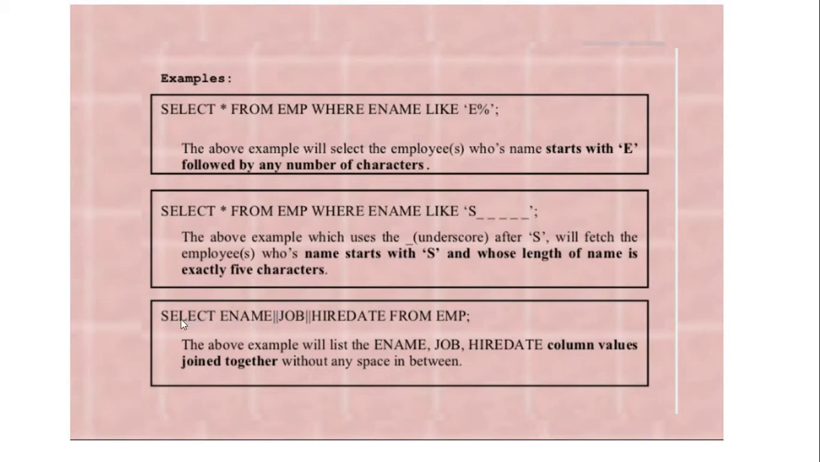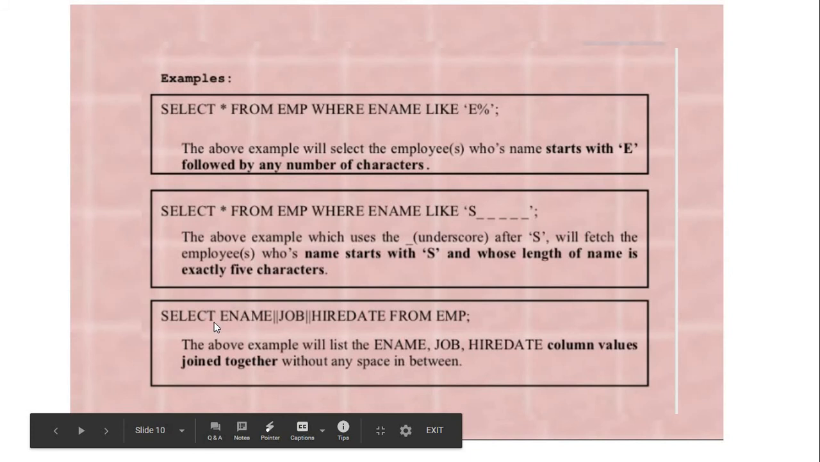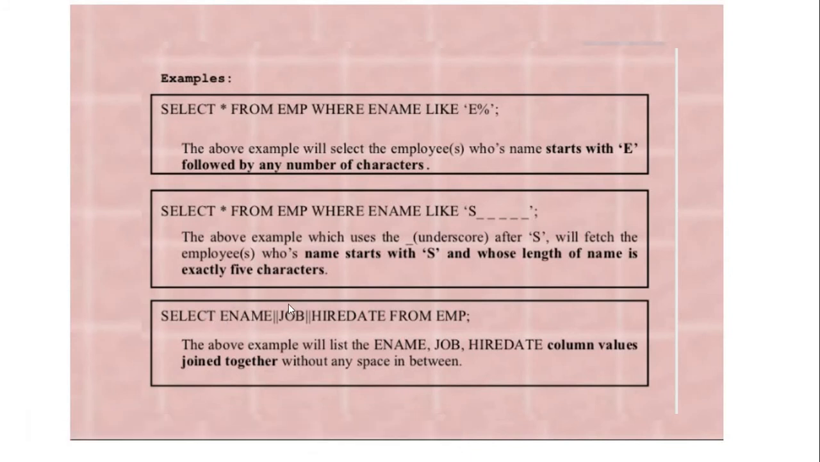Here in this example we are applying these two pipe symbols in between the different column names like employee name, job, hire date. So through these pipes we are actually trying to concatenate all the three columns into one output. So when we will be getting the output with the select command, all these three columns will be concatenated together and there will be no space in between.